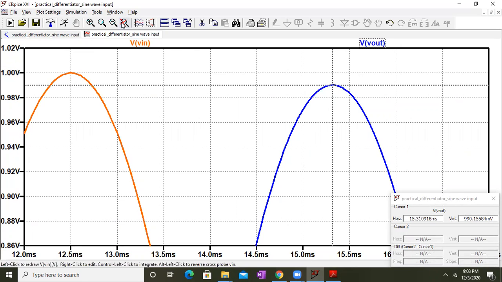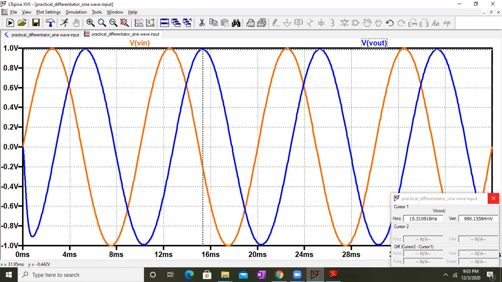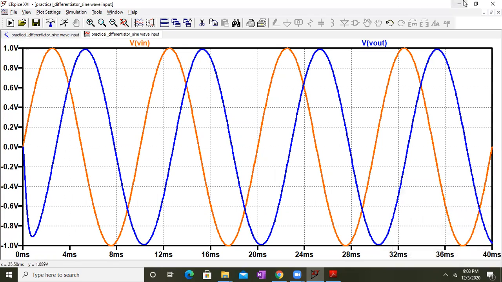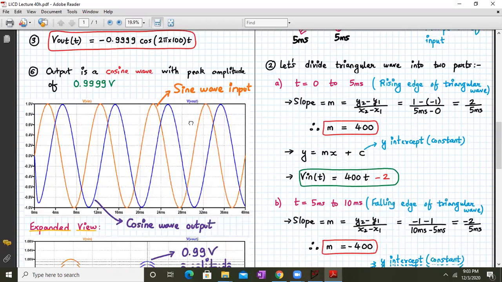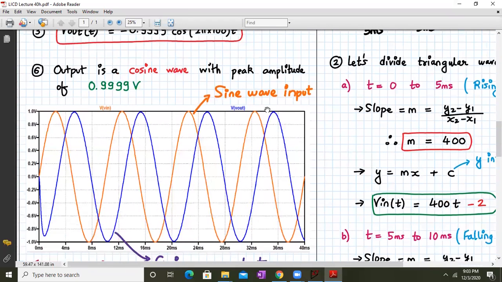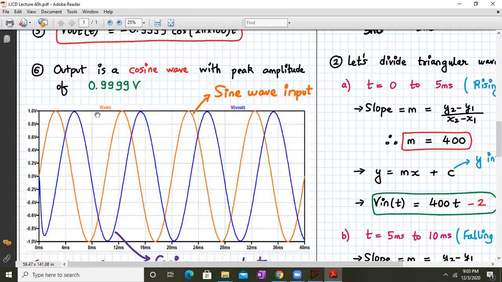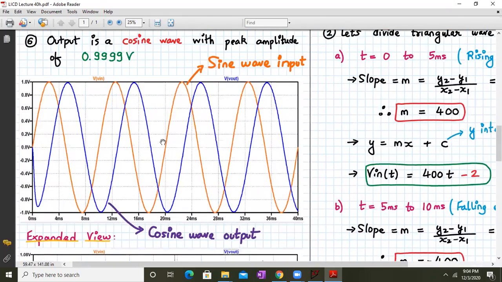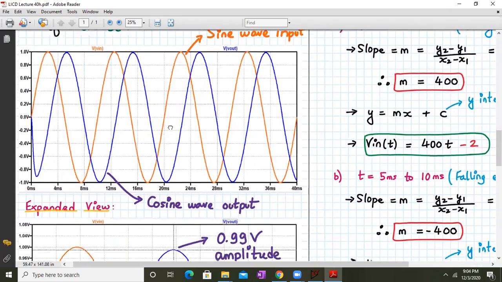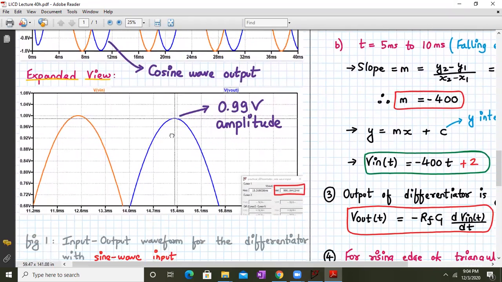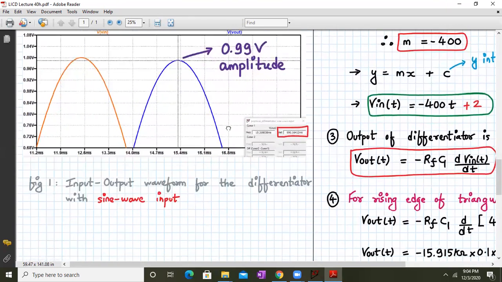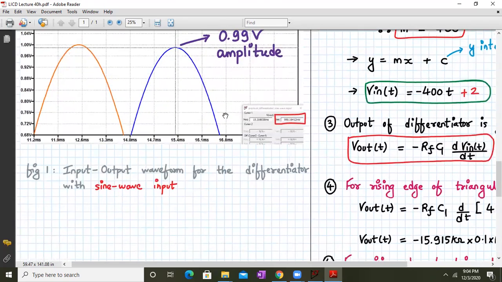And it's a cosine nature. Actually, it's cosine inverted because of the minus sign. So if you come back over here, output is indeed a cosine wave with a peak amplitude of 0.99. In reality, it is 0.99. Theoretically, we are getting 0.9999. The orange color curve is the sine wave and the blue color is the cosine wave. This is the expanded view showing that the amplitude over here is 990 millivolt, that is 0.99 volts amplitude. So these are the input output waveforms for a differentiator with a sine wave input.